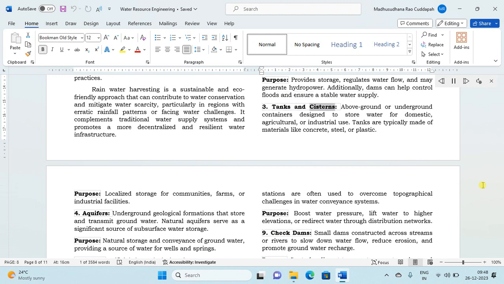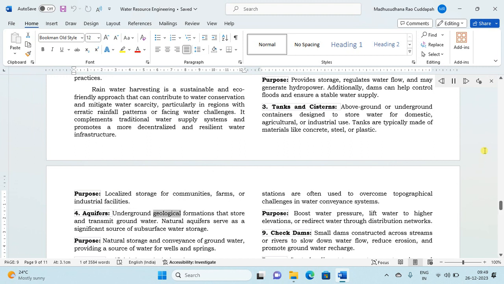3. Tanks and cisterns, above-ground or underground containers designed to store water for domestic, agricultural, or industrial use. Tanks are typically made of materials like concrete, steel, or plastic. Purpose: localized storage for communities, farms, or industrial facilities. 4.